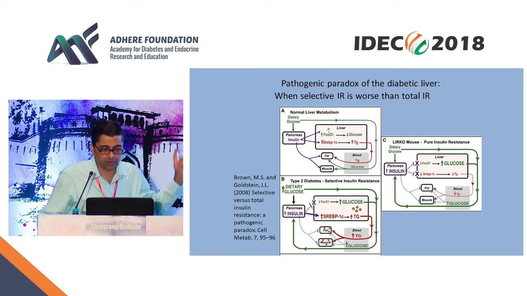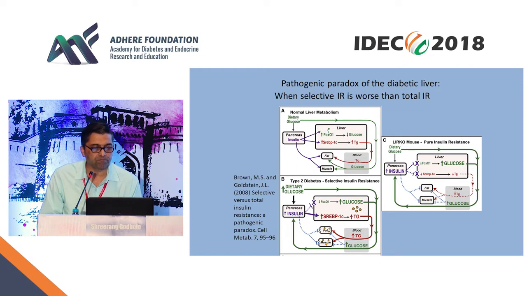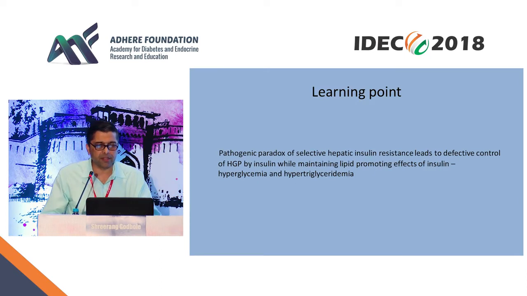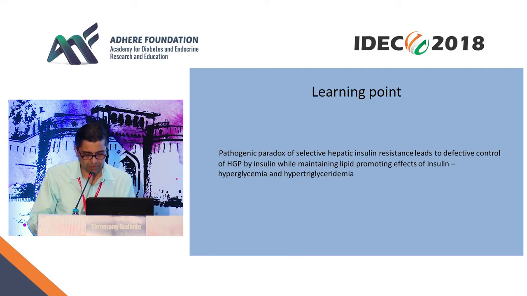And this selective insulin resistance occurs in type 2 diabetes. So learning point, the pathogenic paradox of selective hepatic insulin resistance leads to defective control of hepatic glucose production by insulin, while maintaining the lipid-promoting effects of insulin, which leads to a combination of hyperglycemia and hypertriglyceridemia.